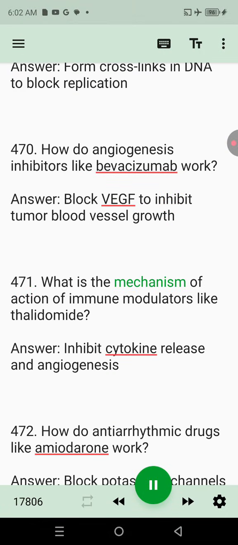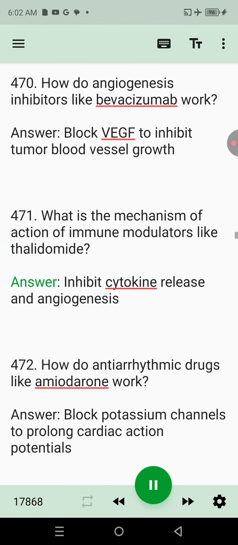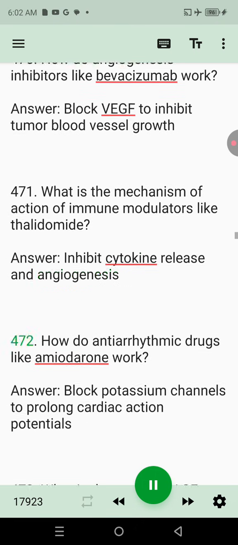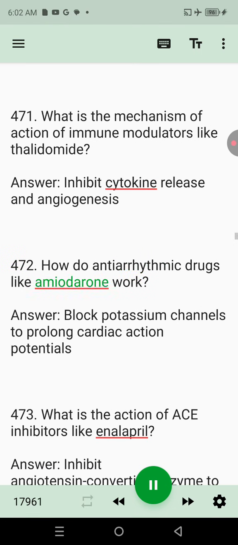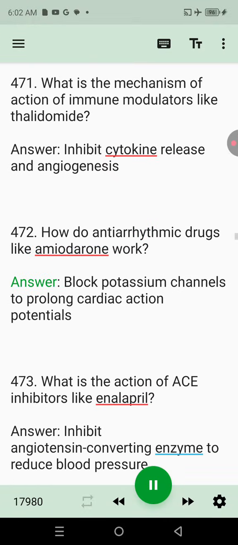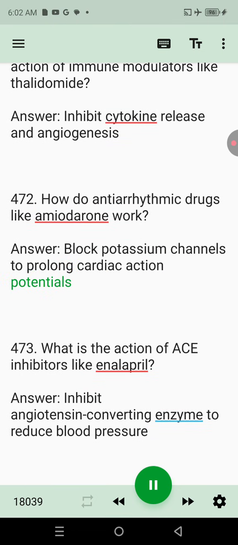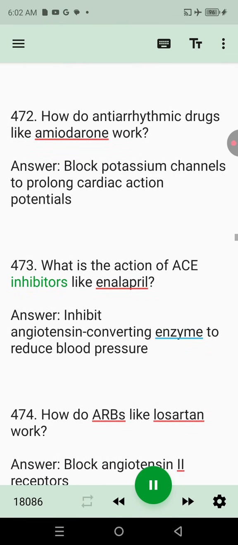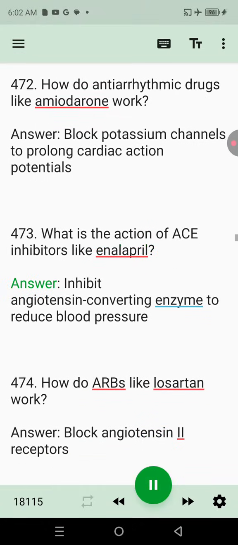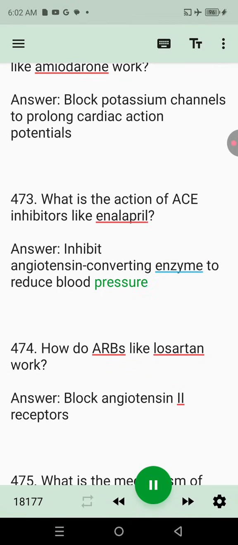471. What is the mechanism of action of immune modulators like thalidomide? Answer. Inhibits cytokine release and angiogenesis. 472. How do antiarrhythmic drugs like amiodarone work? Answer. Block potassium channels to prolong cardiac action potentials. 473. What is the action of ACE inhibitors like enalapril? Answer. Inhibit angiotensin converting enzyme to reduce blood pressure.